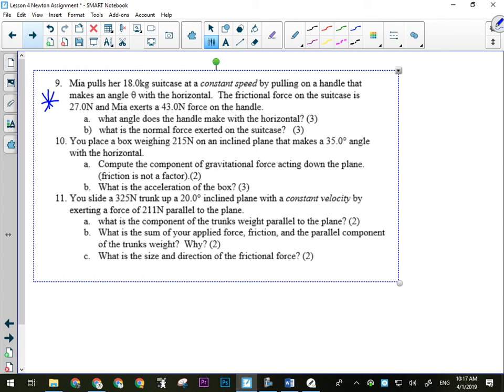For question number 10, we got a box that weighs 215 newtons. It's on an inclined plane, so 10 and 11 are both inclined plane questions. You guys know how to do inclined planes. Those ones shouldn't give you too much trouble. Just do your usual inclined plane thing. Just be mindful of what I'm giving you in those questions. The box is weighing 215 newtons.